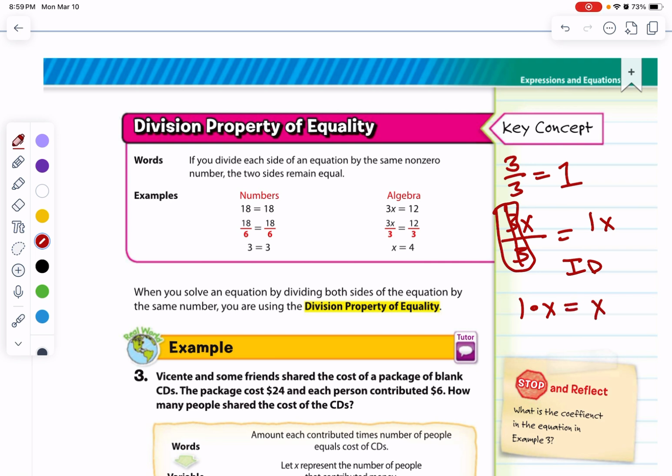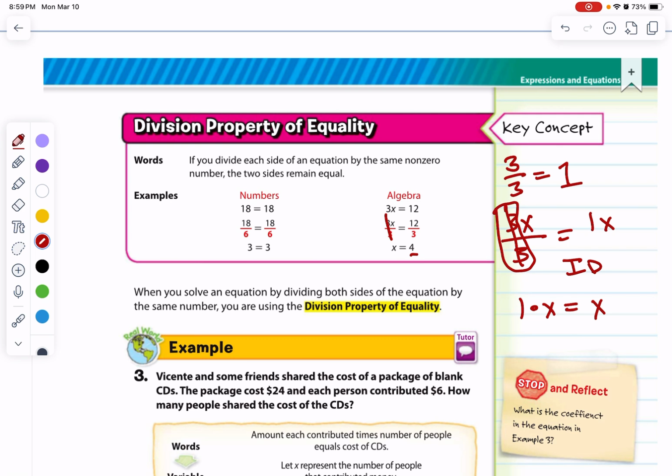So in effect, when we divide by 3 right here, we get rid of the 3, and we've isolated the variable. We have x by itself. But we can't stop there. Whatever we do to one side of the equal sign, we need to do to the other side. So we divide the 12 by 3, which equals 4. So x equals 4 in that example.